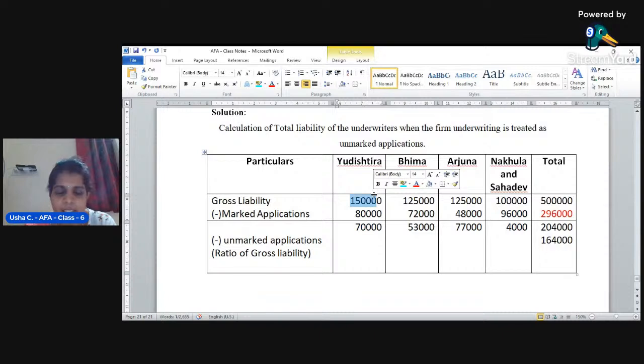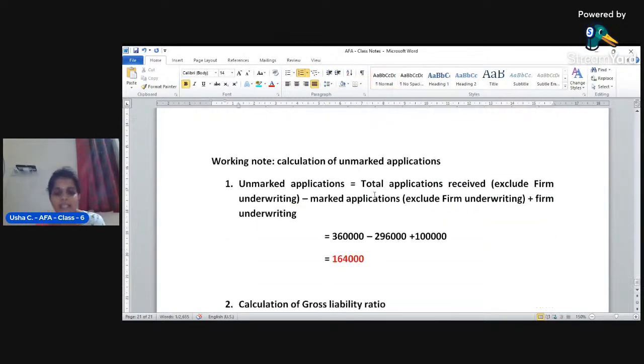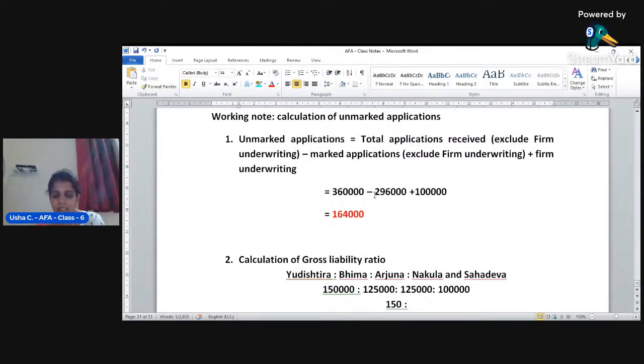For the first underwriter, it is 1,50,000, then 1,25,000, then 1,25,000, and 1 lakh. So what you can do, I'm just showing here how to calculate the ratio, but you need not show this calculation. Even if you do not show this calculation, it is okay, but if you keep on calculating this only, you will lose the time for the calculation of other main work. This I'm explaining just for your understanding purpose, but it is not necessary that you should calculate this by showing all the steps. Is it clear?